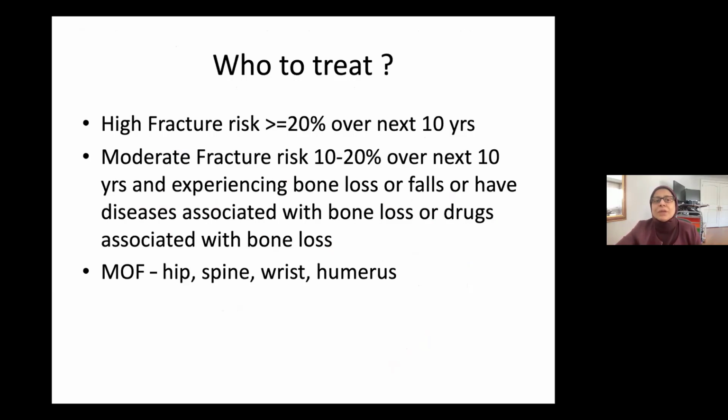We will treat people who have a high fracture risk. As I mentioned, whether you use FRAX or CAROC, if your patient's high fracture risk is 20% or more, we have to treat them. If they have a moderate fracture risk, 10 to 20%, but they're not doing well, they're having bone loss or falls, or they have drugs associated with osteoporosis and progressive bone loss or impairment in bone quality, or they have diseases associated with osteoporosis, then we would treat these individuals as well.